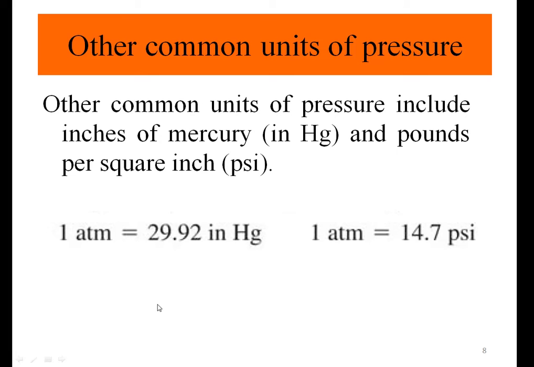So we have other common units of pressure. Other common units of pressure include inches of mercury and pounds per square inch, which is PSI. So 1 ATM is equivalent to 29.92 inch mercury, and 1 ATM is equivalent to 14.7 PSI, or 14.7 pounds per square inch.